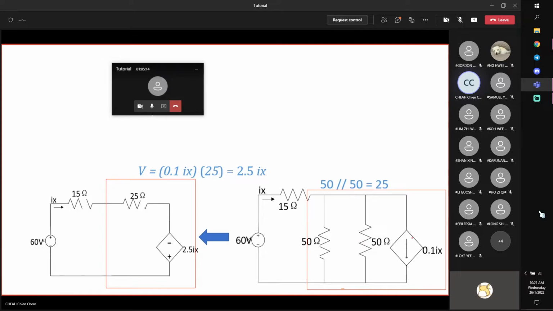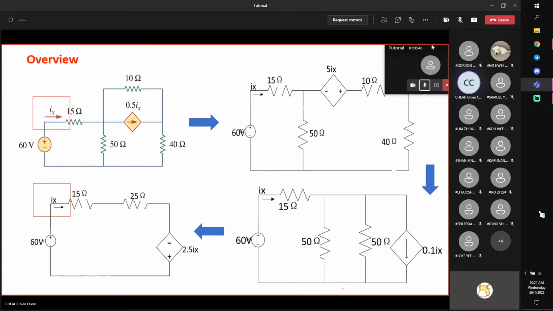And this one is a current source. Given current, multiply by the resistance, 25, IR, you get 2.5 Ix. Be careful of the sign. Current comes out from the positive terminal. And therefore, what we have done is that we have managed to simplify the circuit from 3 meshes into only one through a series of source transformations. Any questions so far?